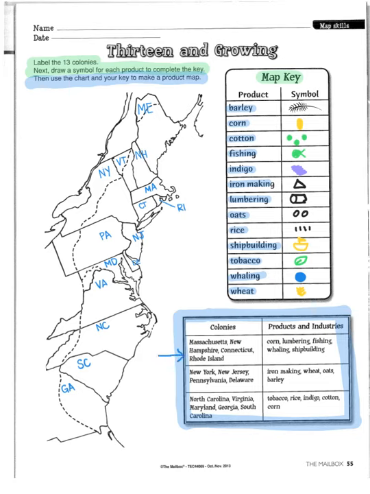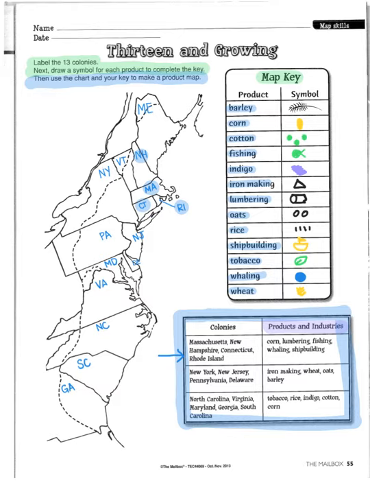how to do it. The first colonies we're going to focus on are going to be Massachusetts, New Hampshire, Connecticut, and Rhode Island. It would make sense that these 4 states would have similar products and industries because they're located in a very similar region. So let's look at the products that they have. They have corn, lumbering, fishing, whaling, and shipbuilding.